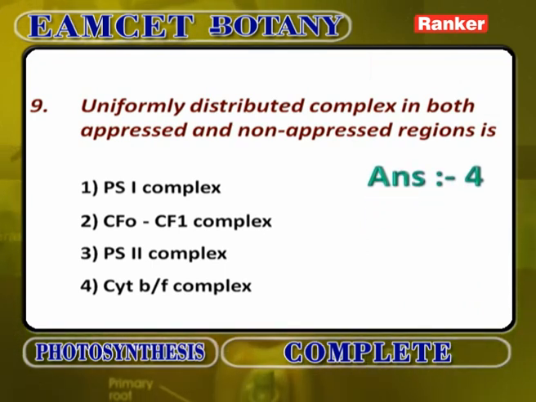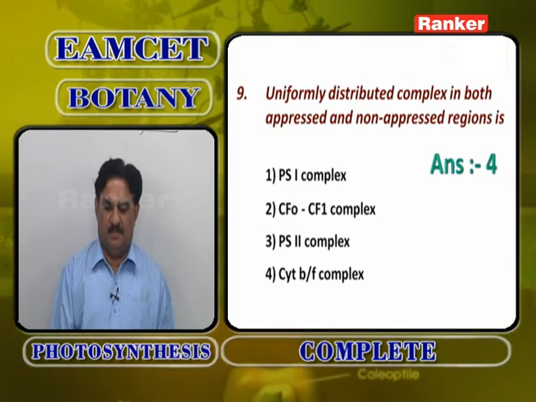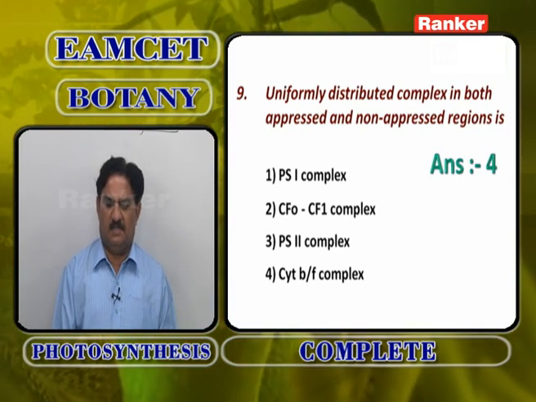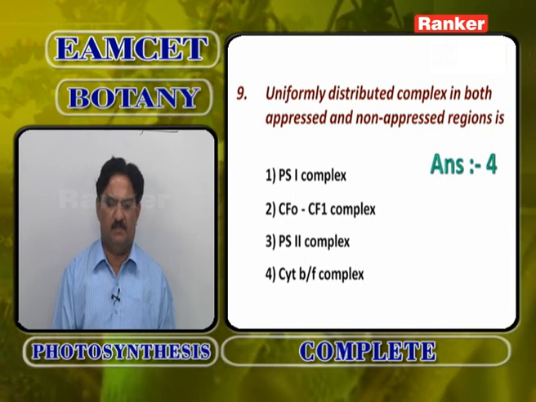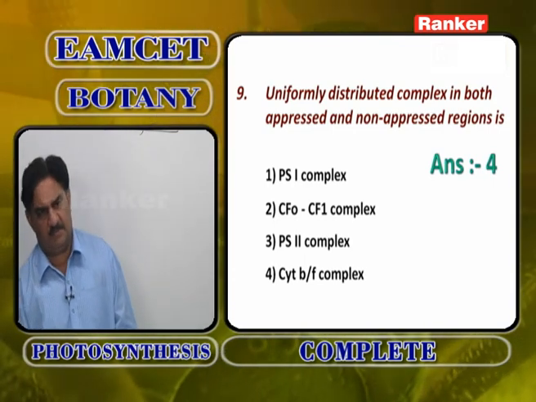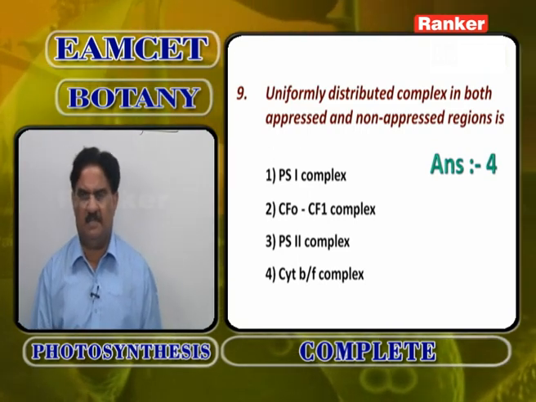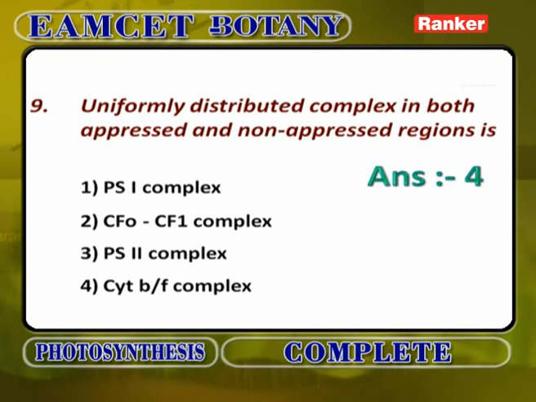Uniformly distributed complex in both oppressed and non-oppressed regions is the cytochrome B6F complex. PS1 is wrong. Coupling factor complex with CF0, CF1 complex is wrong. PS2 complex is wrong. So, what is the uniformly distributed complex in both oppressed and non-oppressed regions? Oppressed and non-oppressed means PS2 and PS1 regions. Oppressed and non-oppressed regions is the cytochrome B6 and cytochrome F complex. So, 4.